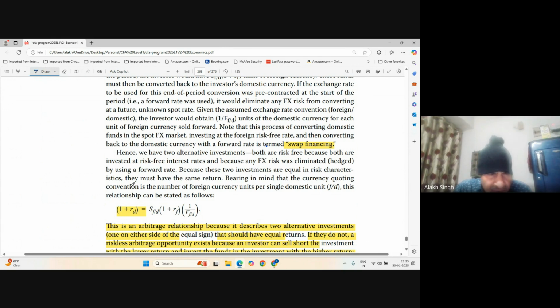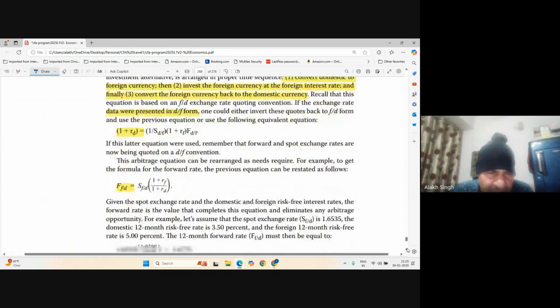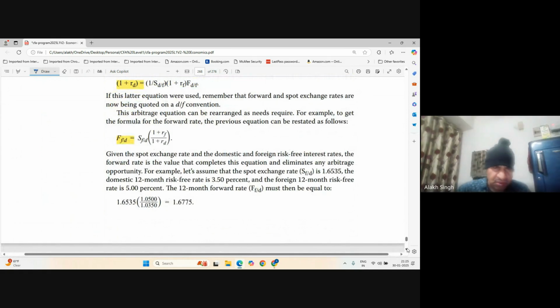Bearing in mind that the currency quoting convention is the number of foreign currency quotes, this formula is how to get the risk-free rate of return. So 1 plus RD is the domestic rate. So what is swap? Well, you will learn this again with an example. Let me go down. Unless we have a numerical example, remembering these formulas is useless. Here comes the numerical example and how we derived it.